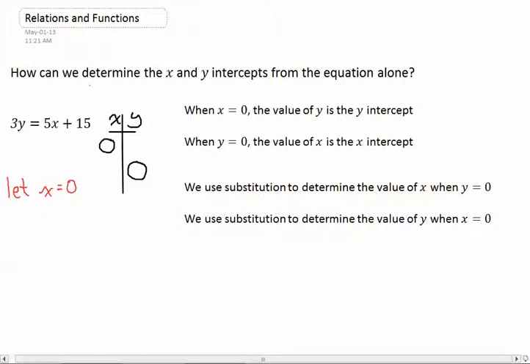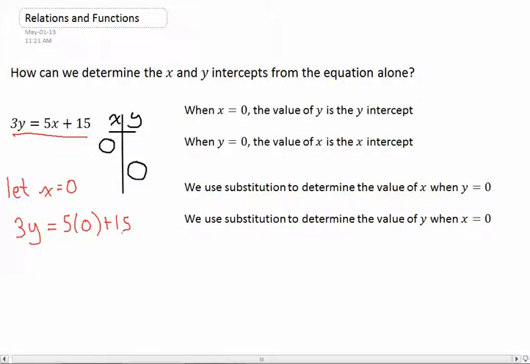So if I let x be 0, I'm going to rewrite this function, but wherever I see an x, I'm going to replace it with 0. So this is our substitution. So I'm going to rewrite this as 3y is equal to 5 times 0 plus 15.